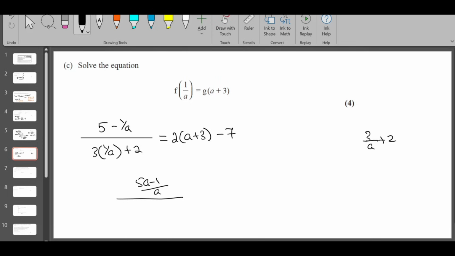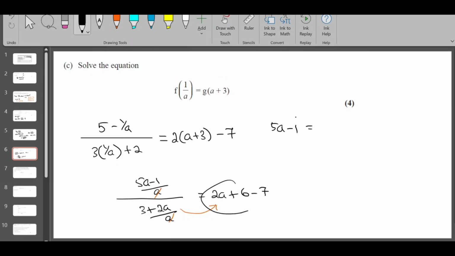When I simplify this, change it to a single fraction, I will get this is 2a plus 6 minus 7. Here the a can be cancelled. Bring the denominator here. So you will get 5a minus 1 is, this is basically 2a minus 1, right? 2a, 6 minus 7 is minus 1, times 3 plus 2a. So open the bracket, you will get a quadratic.